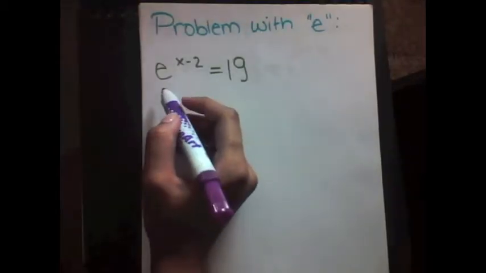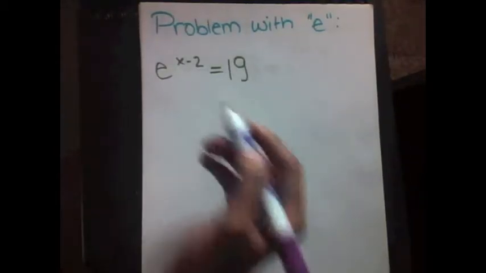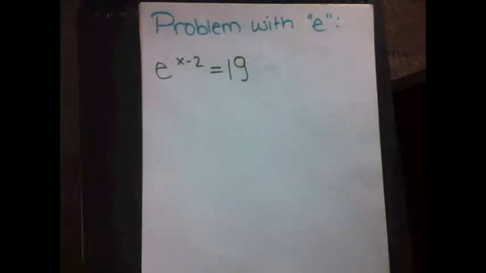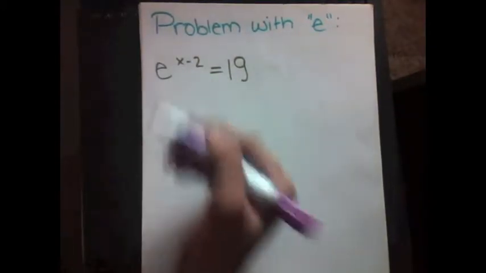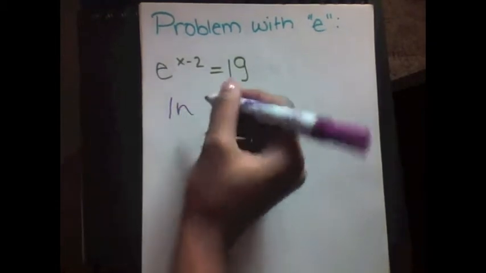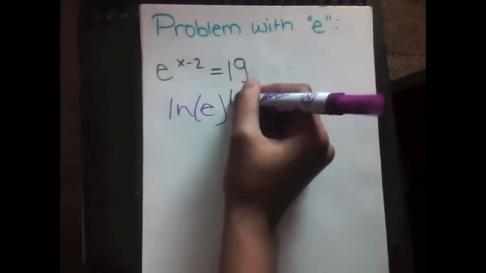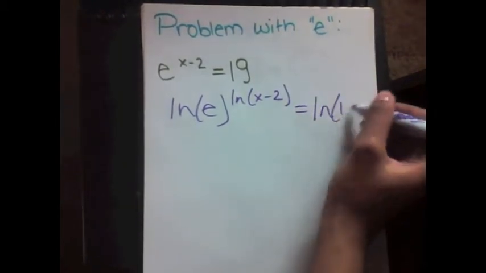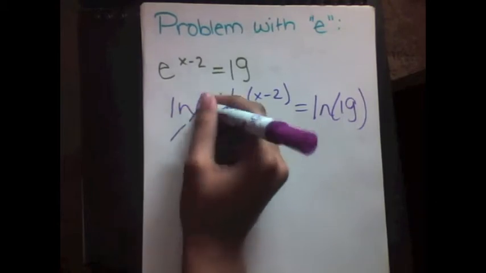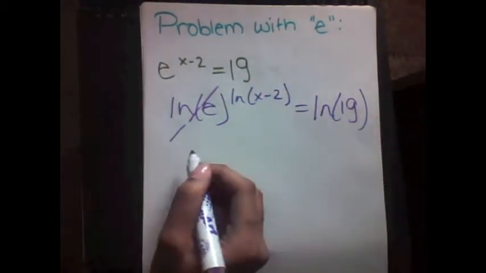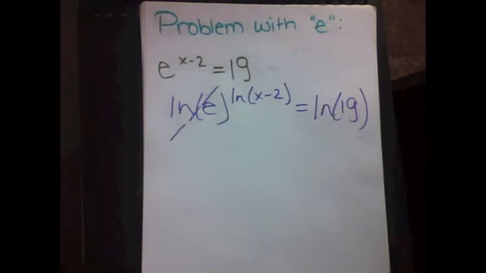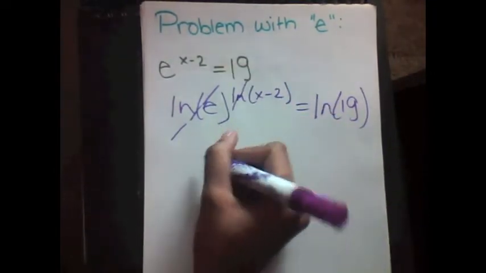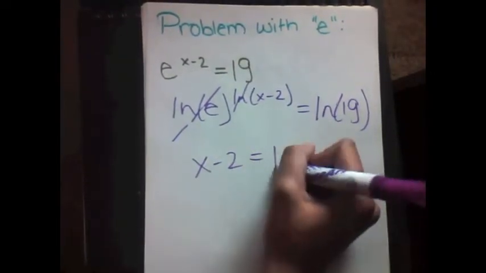This is e to the power of x minus 2 equals 19. First thing we're going to do is plug in ln to cancel out the e. So we can just bring the x minus 2 down, so we can start solving. This is how it's going to look. Just follow along and you'll be good. Ln of everything, just remember that. The ln and e cancel out, and then this is what we have to deal with.